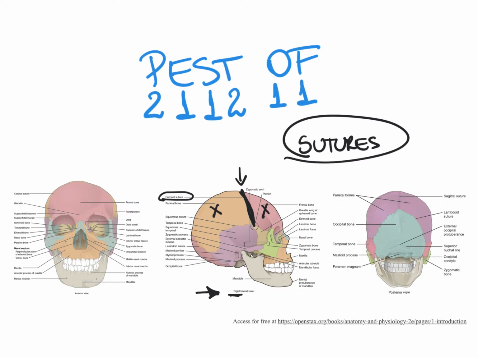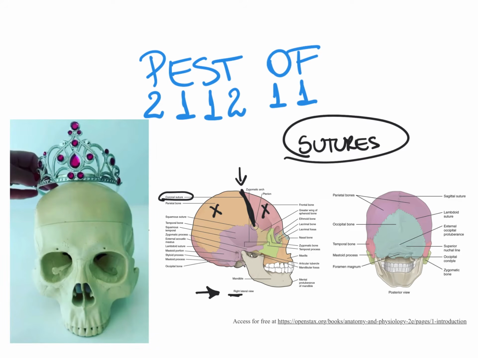Now, another way I tell students to remember the position of the coronal suture is by remembering that the person that wins Miss Universe gets a corona. And corona is crown in Spanish. And the corona is placed on the head of the winner in the same position, in the same orientation as the coronal suture.